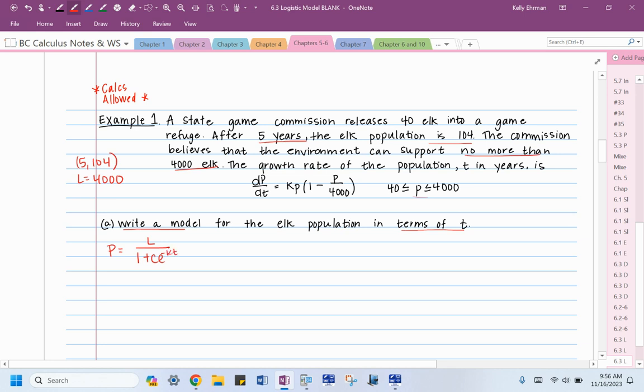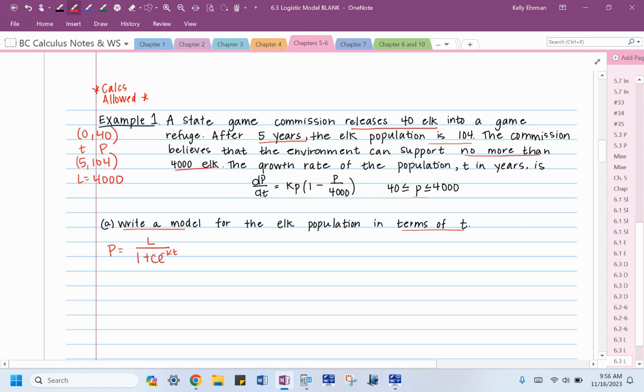This is the goal. The goal is to know a value for L and C and K. We know L already. L is 4,000, so we do know that. And we're given an ordered pair here. So the ordered pair represents a T P value. So let's plug in what we know so far. Oh, there's one other thing. 40 elk were released.